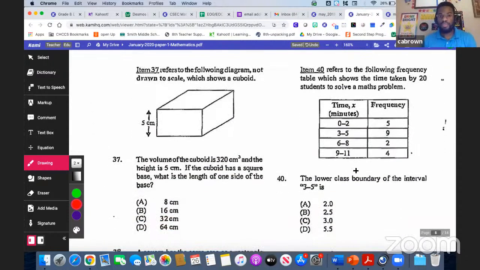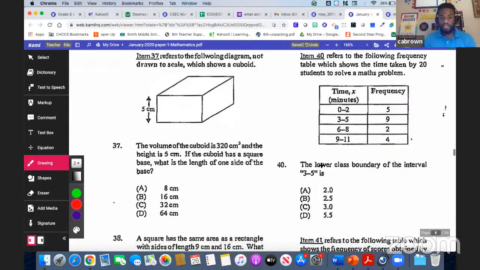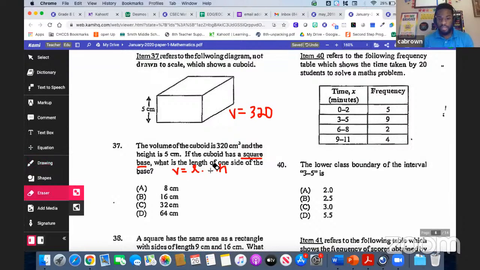Item 37 refers to the following diagram, not drawn to scale. It shows a cuboid. The volume of the cuboid is 320, and the height is 5, which is given. The cuboid has a square base. What is the length of one side of the base? Well, we know the volume of a cuboid is length times width times height. But in this case, it has a square base. So instead of saying length times width, we're going to say length times length.